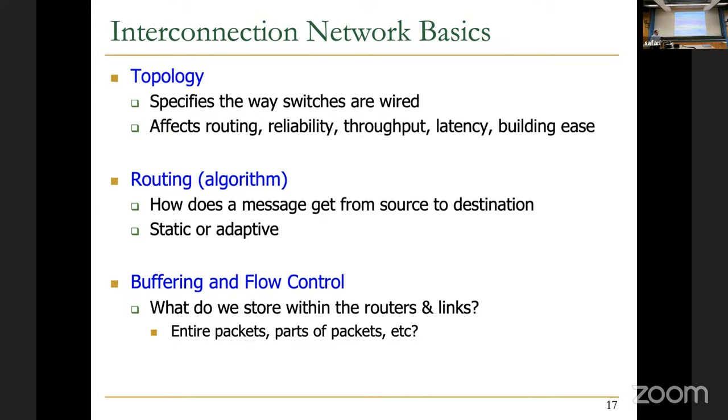And buffering and flow control is also another important topic, which is what we store within the routers and links: entire packets, parts of packets, et cetera. Basically, how you move your packet or data from one switch to another is defined by buffering and flow control. We're going to go into all these topics in this lecture. And how do we throttle during oversubscription? Sometimes your network is overloaded and your latency is quite high. So flow control can throttle the injection rate to that network such that you don't lose data.